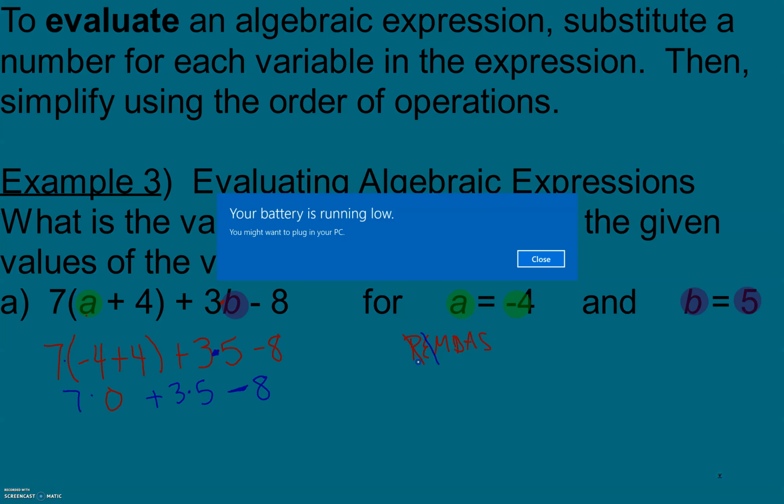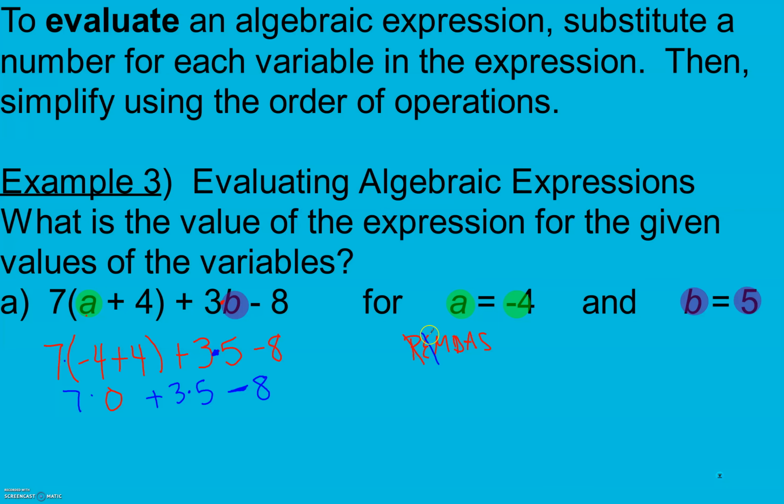We check for exponents, there are none. We check multiplication and division. Multiplication. 7 times 0 is 0. 3 times 5 is 15. And we're done with multiplication and division, so we bring down the rest of our problem. Any adding and subtracting, same time left to right. 0 plus 15 is 15, minus 8, 7.